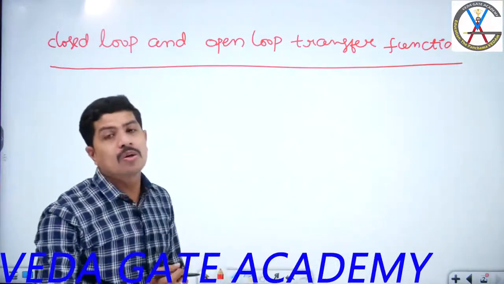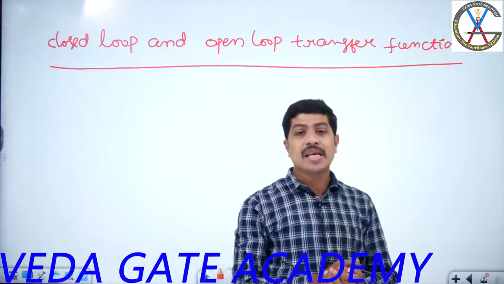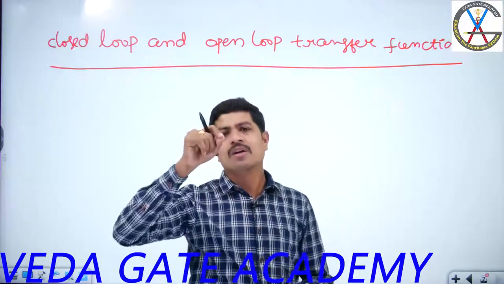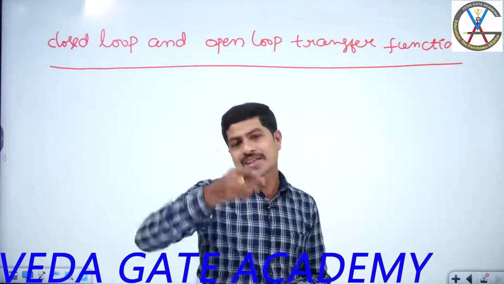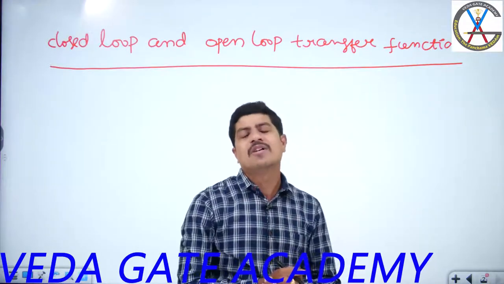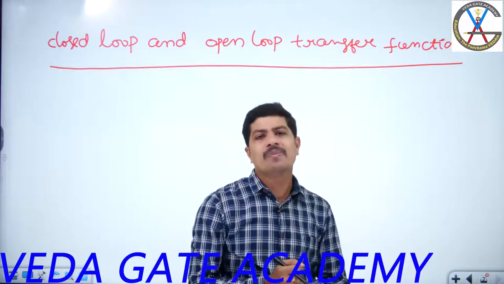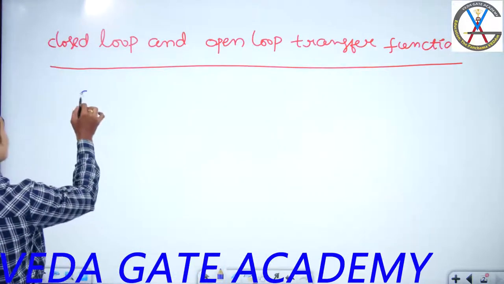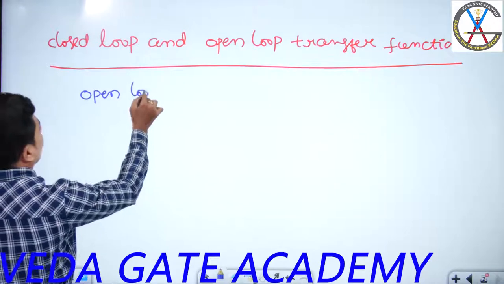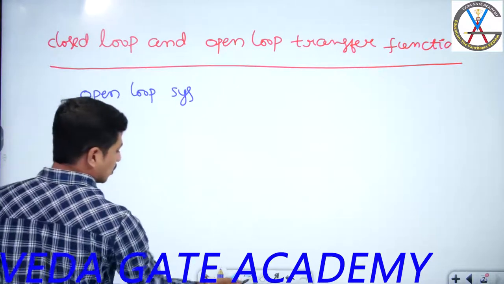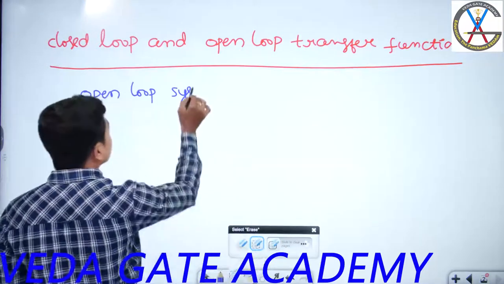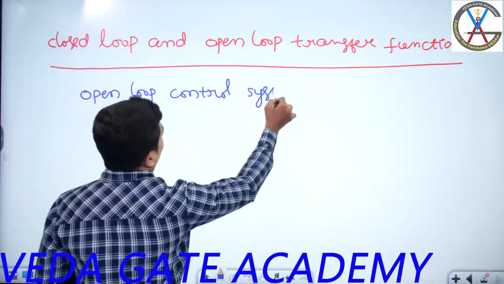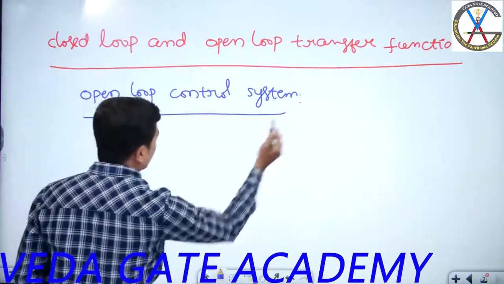What is a closed loop system? Closed loop system is a system which is having feedback. We are taking the output to the input side for the purpose of comparison. If we are not taking that output to the input side for the purpose of comparison, then it is said to be open loop system. I'll draw. So first let me draw open loop control system. How does it look? Open loop control system looks like this.